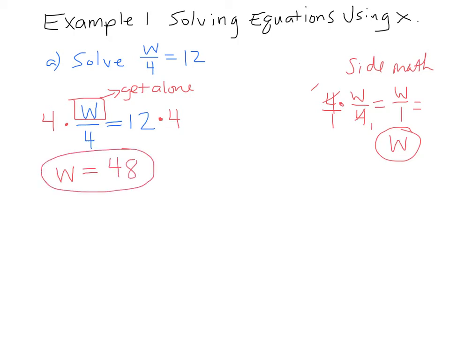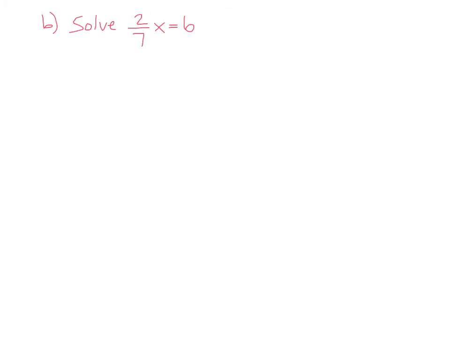Don't forget to do your check, because a lot of times on a test or a quiz, it's going to tell you to check it. So now if W equals 48, I put in 48 over 4 equals 12. How many times does 4 go into 48? 12 times. Does 12 equal 12? Yes, there's my check. Okay, the next one is 2/7 times x equals 6.